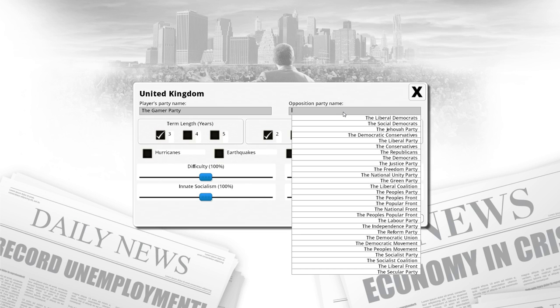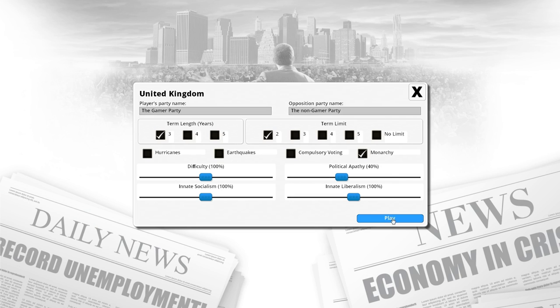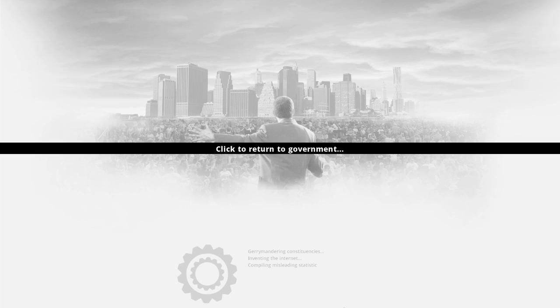Opposition. Well, I suppose it's the non-gamer party. I'm not very creative, but that doesn't matter. Their name's not going to come up too much. So let's go ahead and start the game. Gerrymandering constituencies, inventing the internet, loading the game, compiling misleading statistics, and here we go.